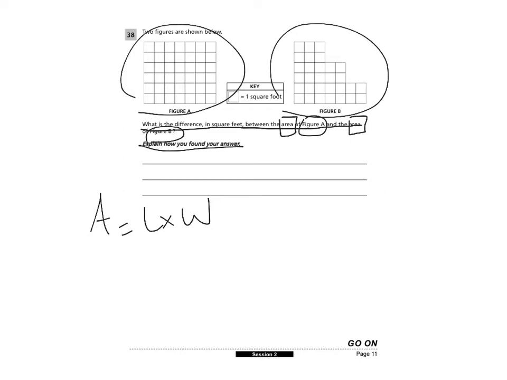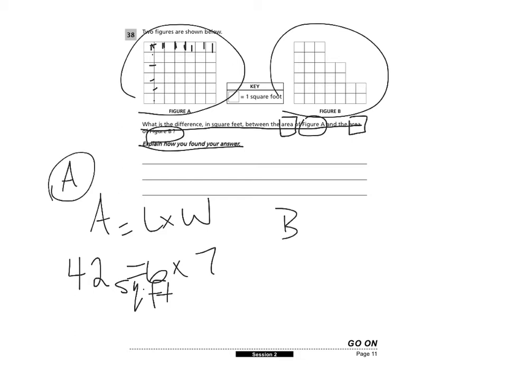So let's find the area for figure A. We have 1, 2, 3, 4, 5, 6 columns down, and we have 6 rows down. 1, 2, 3, 4, 5, 6, 7 across. So the area for figure A is 42 square feet. Sorry, couldn't fit that in. This is figure A. Now let's look at B.